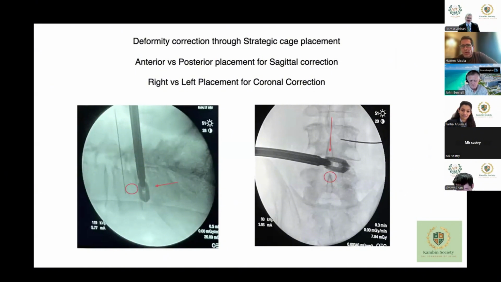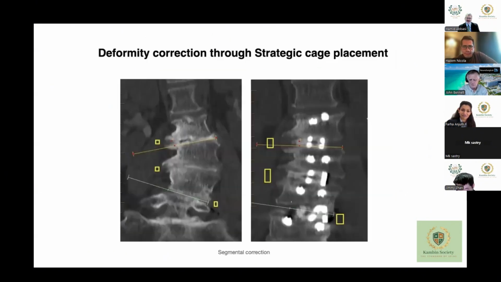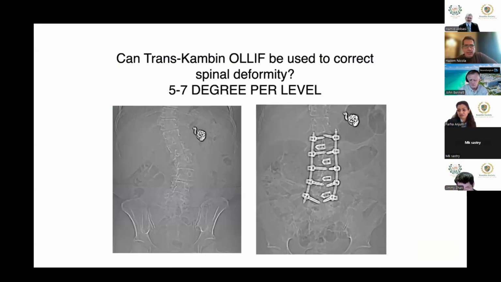I won't go over that because you have more slides and more x-rays than me. This is an example patient, a case done by Dr. Abbasi, and you can see how you can correct the coronal balance. This is another case, and this is important to see the segmental correction. This is the concept that I like with trans-Kambin OLIF.